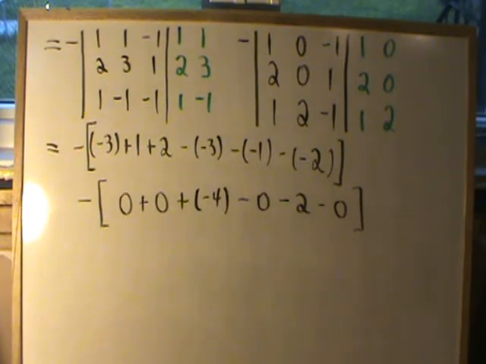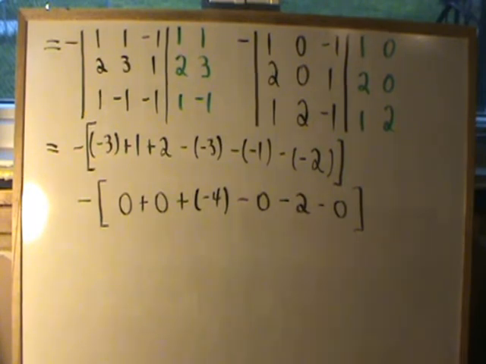So here is the weave method for that second 3 by 3 matrix. The products that we're going to sum together are going to be 0, 0, and -4. And the products we're going to subtract are going to be 0, 2, and 0.